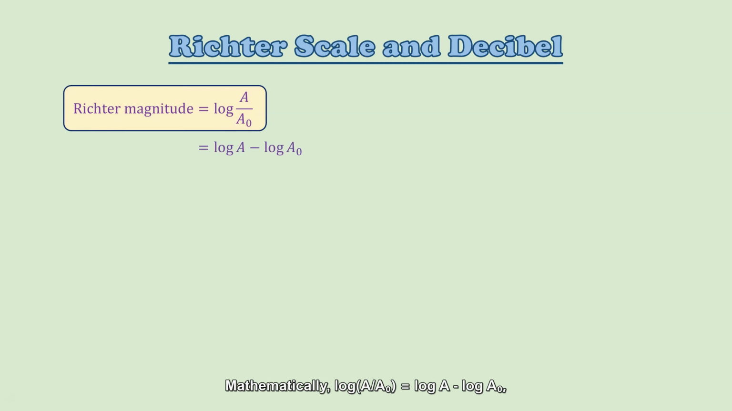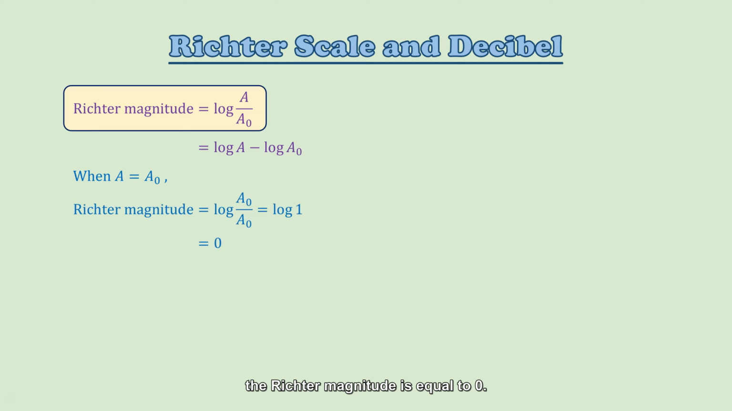Mathematically, the logarithm of A over A naught is equal to log A minus log A naught. And then we can see that when A is equal to A naught, the Richter magnitude is equal to 0.